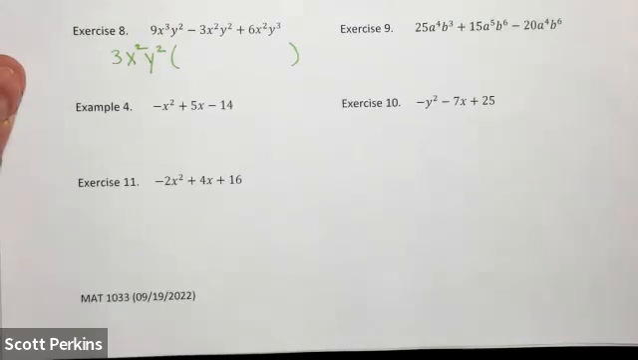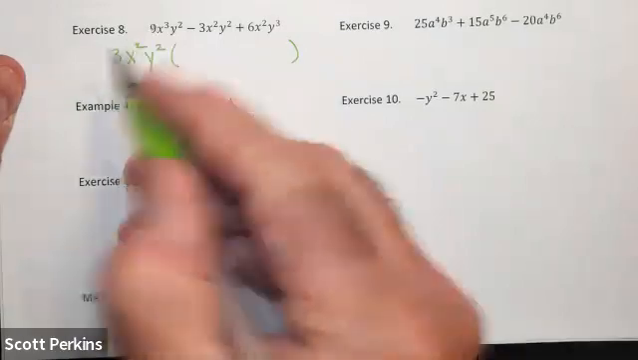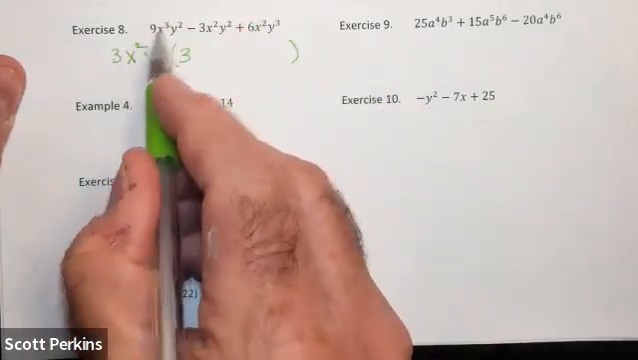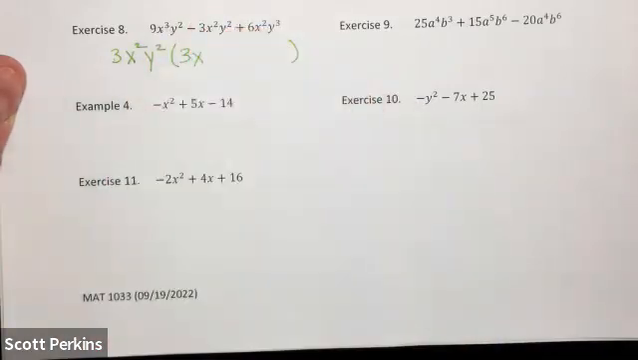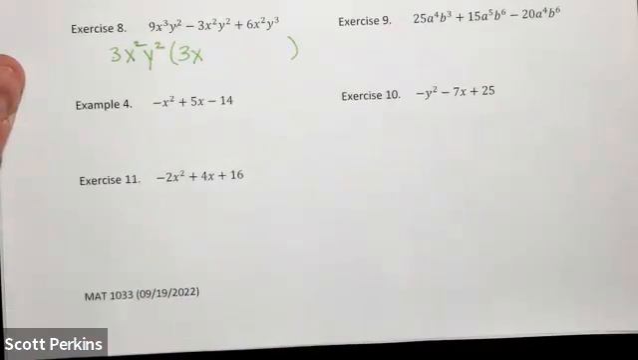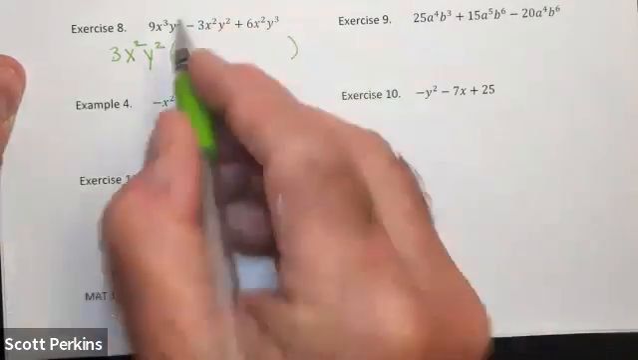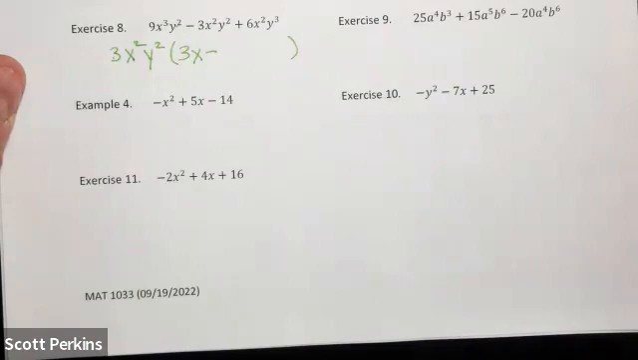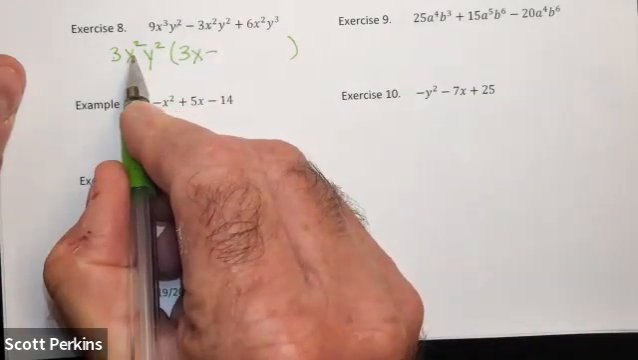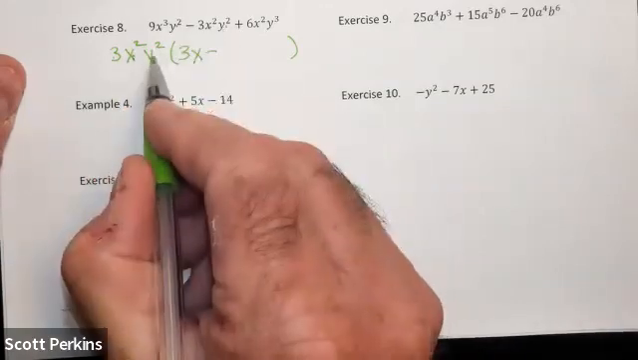All right, so now I'm going to do the same thing with each term. I'm just going to look one bit at a time. So 9 divided by 3 is 3. X to the third divided by x squared, 3 minus 2 leaves 1x. And then y squared divided by y squared, there's no more y's left in that term. Minus 3 divided by 3 is 1. Then I have x squared divided by x squared. That's 1. And then y squared divided by y squared is 1.